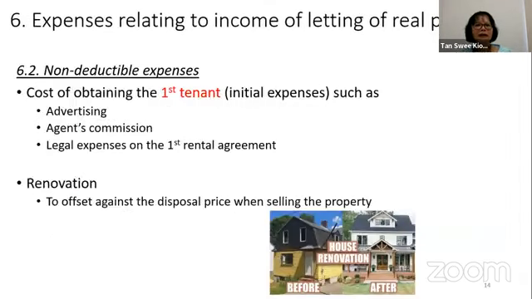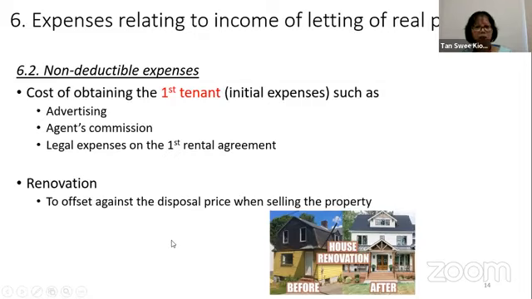Okay, these are the expenses that are non-deductible. Why non-deductible? Cost of obtaining the first tenant. We call it initial expenses. For example, advertisement or agent's commission. When you got your new house, the first time you want to rent it out, this cost incurred, we call it initial expenses, together with the legal expenses on the first rental agreement. These three expenses are non-deductible to get the first tenant.